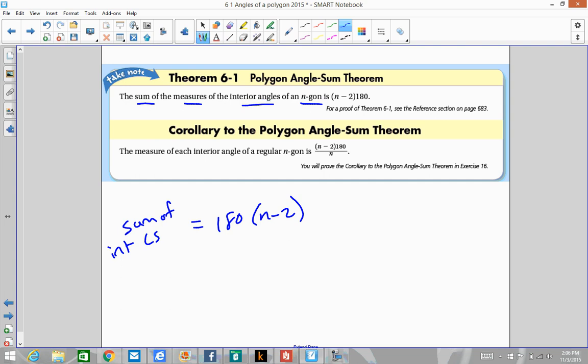Now the corollary to this says if I want a single interior angle, I take that sum, 180 times n minus 2, and I divide by the number of angles that I have, and I have one interior angle measure. And there's your two formulas you need for that. So we've gotten a few formulas here that we need to learn and know.